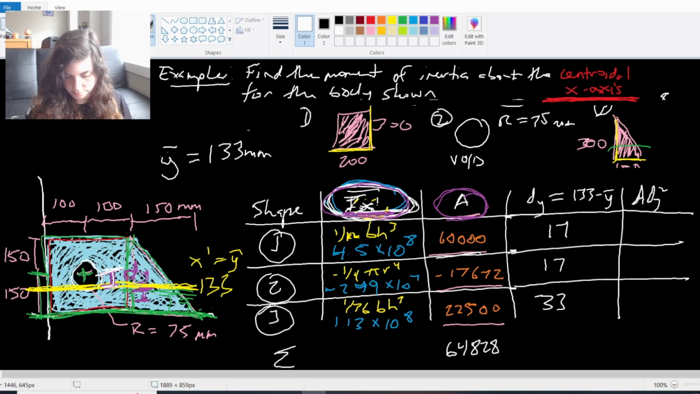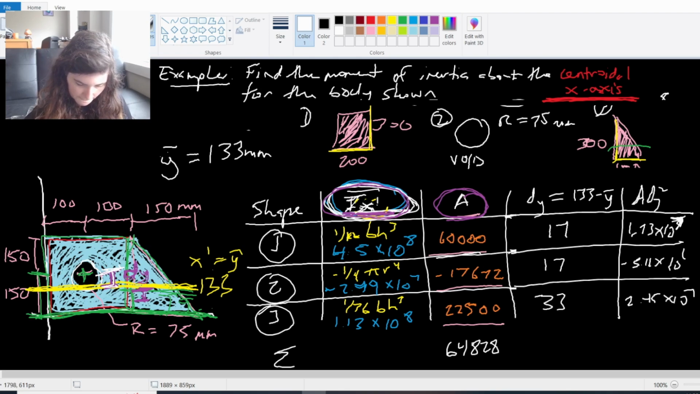So 17 for both the circle and the rectangle, and then for my triangle, it's 133 minus 100. So 33. And then again, I just do the multiplying across. I have 1.73 times 10 to the 7th. Then negative 17,672 times 17 squared gives me negative 5.11 times 10 to the 6th. And then my triangle gives me 2.45 times 10 to the 7th.